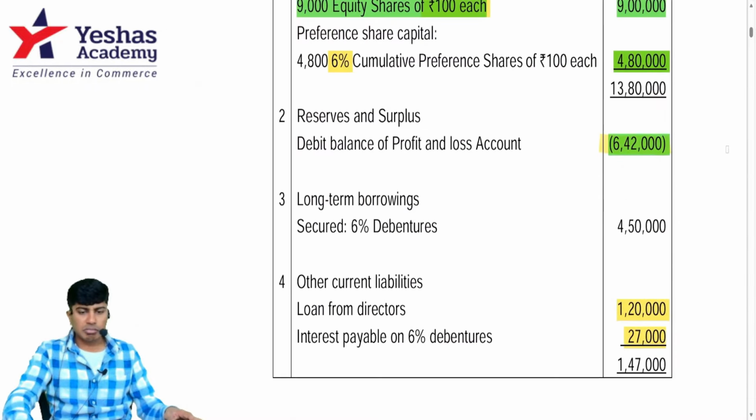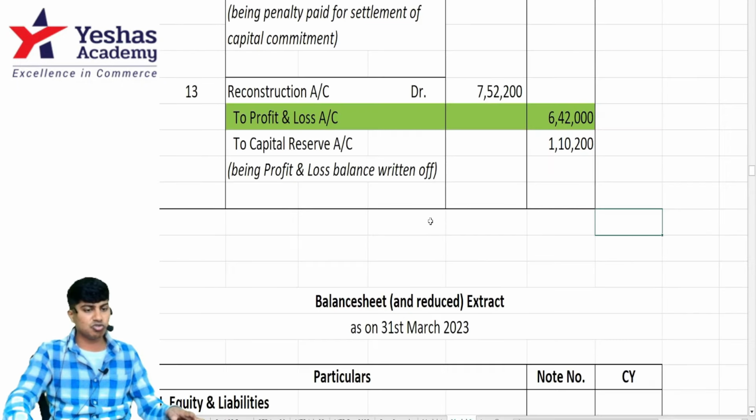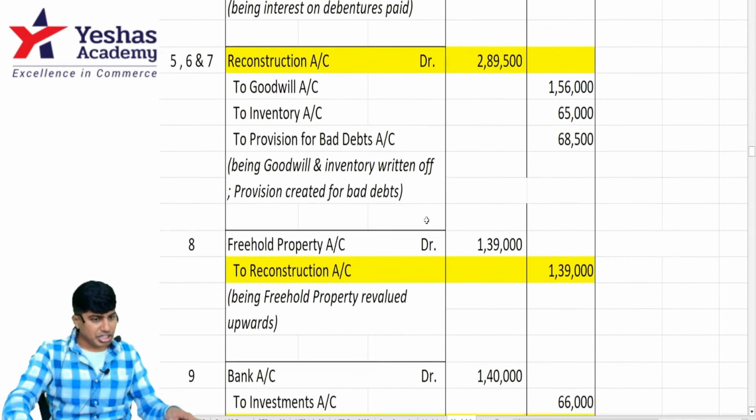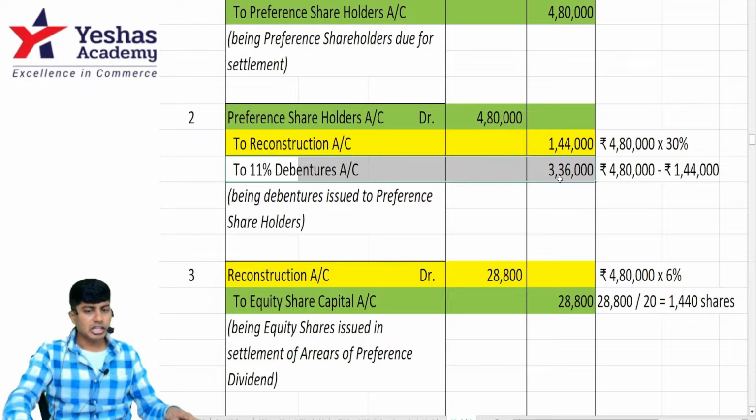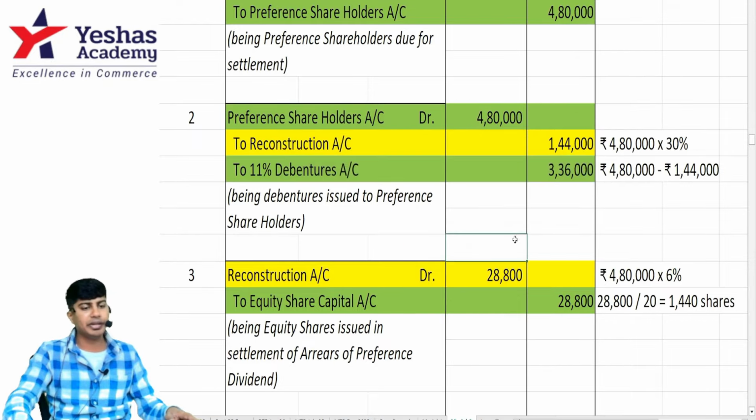Next, long-term borrowings, 4 lakh 50. This is 6% debentures. Remember, 6% debentures is 4 lakh 50. You issued debentures here, but that's different. Don't add them. Write them separately. Shall I write them separately?